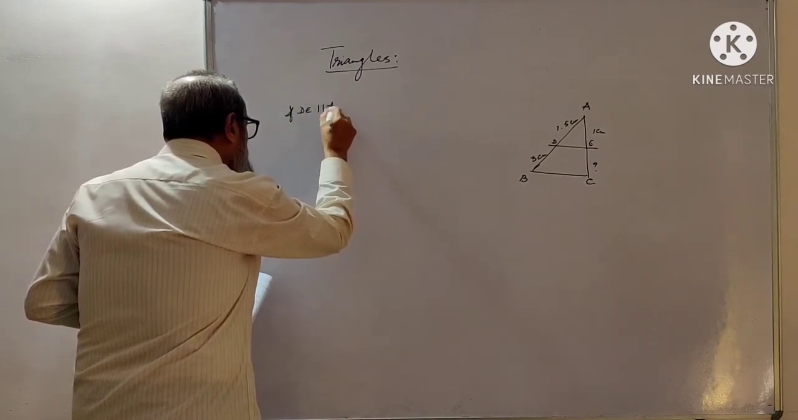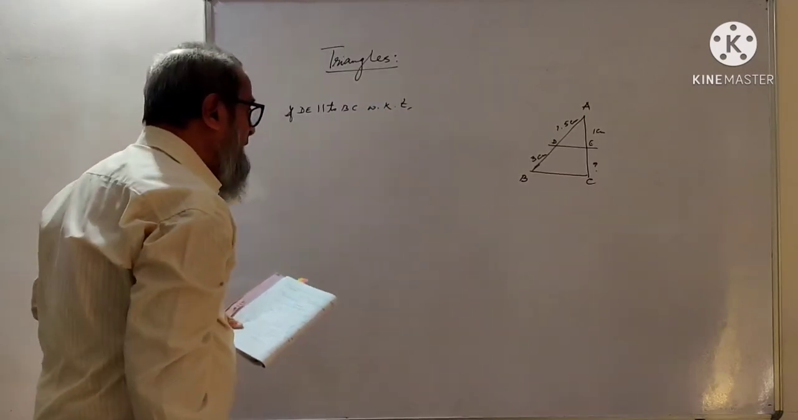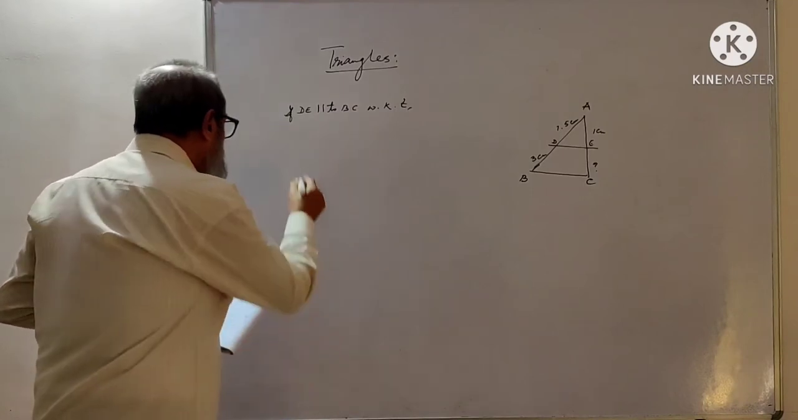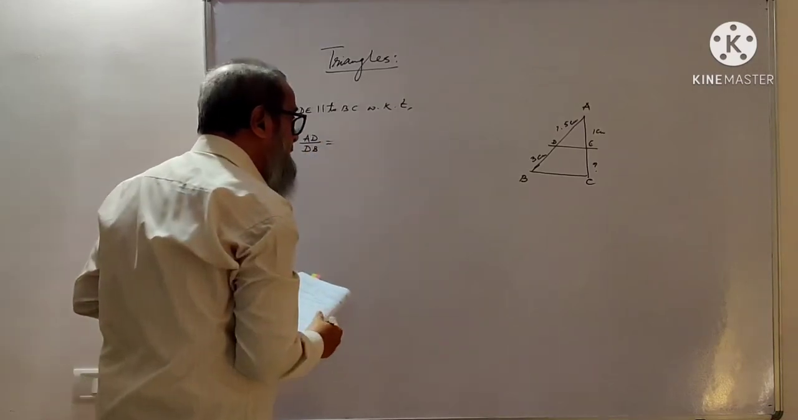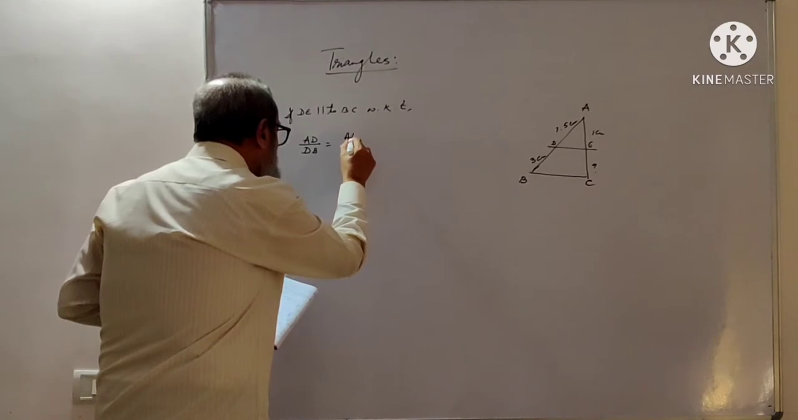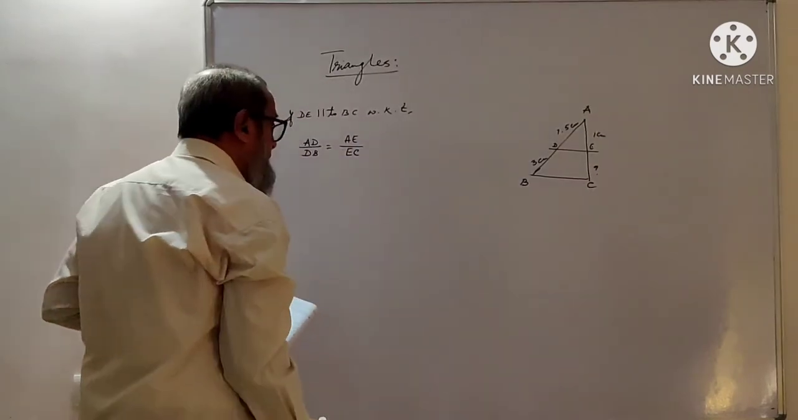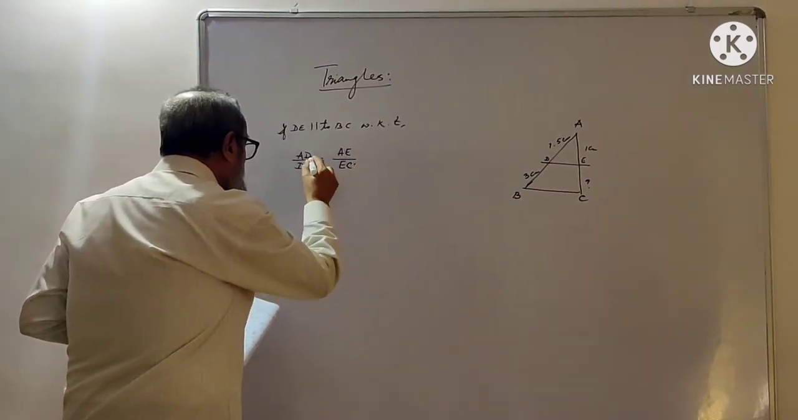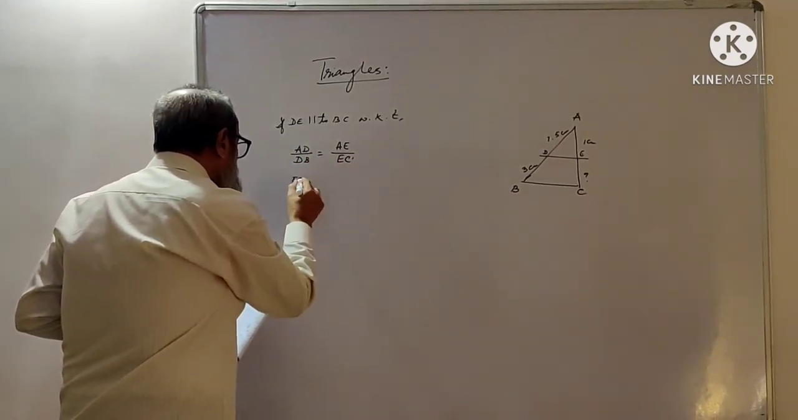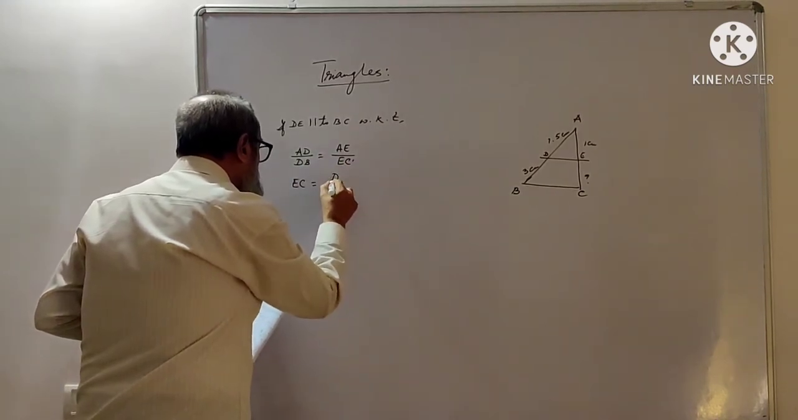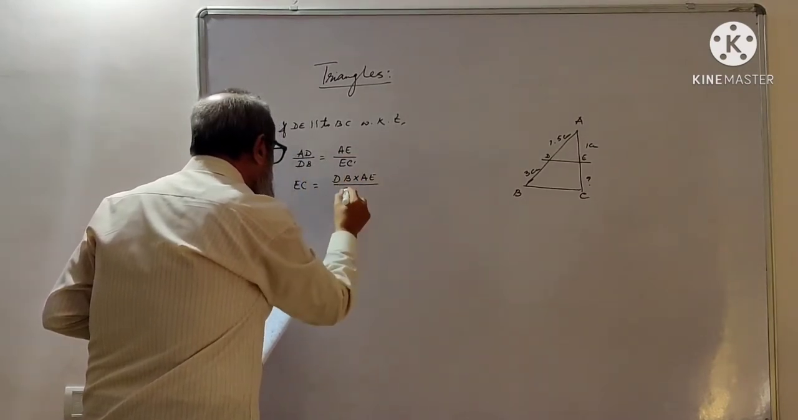Now, if DE is parallel to BC, we know that AD by DB is equal to AE by EC, right? This by this is equal to this by this. Now what I want is EC. I know all the three of them, so I can get EC. So EC will be equal to DB into AE divided by AD.